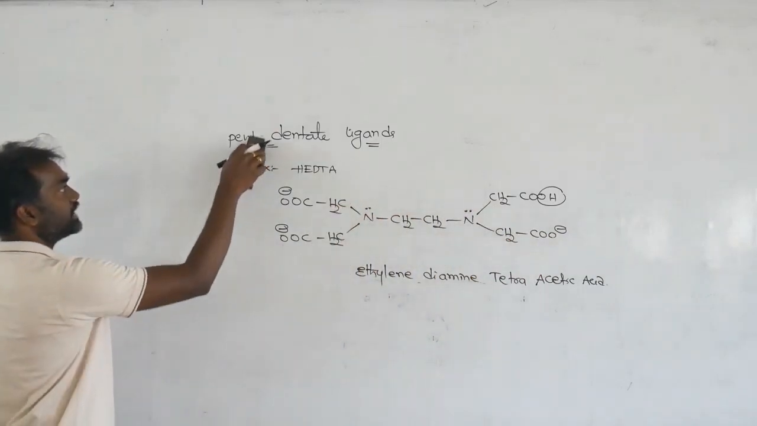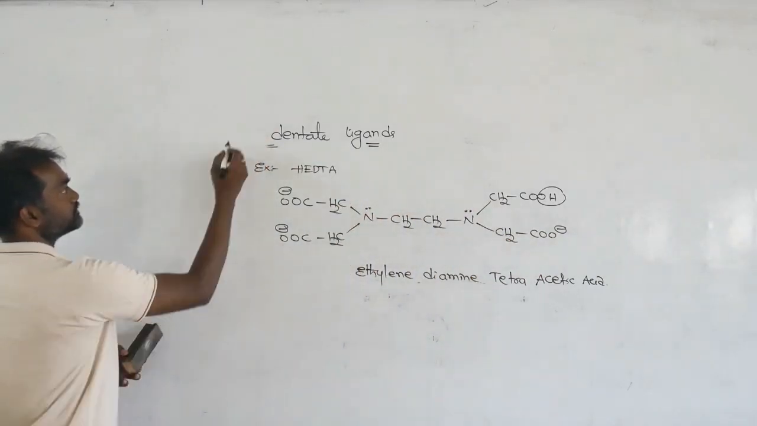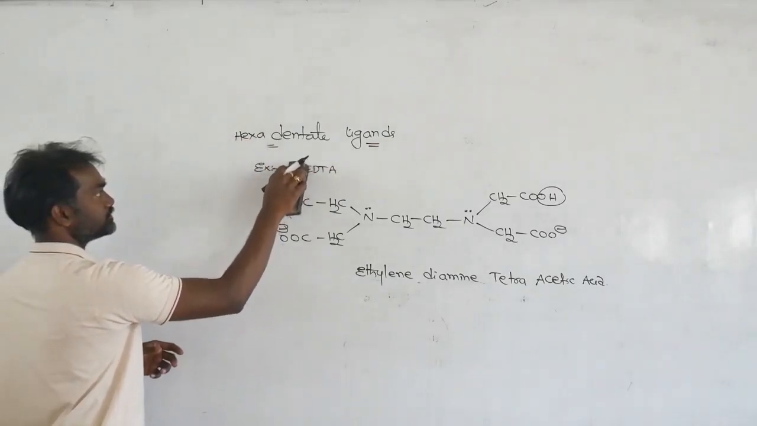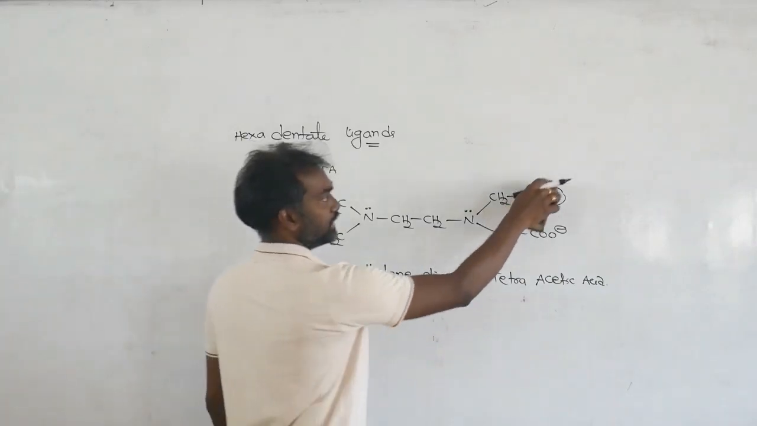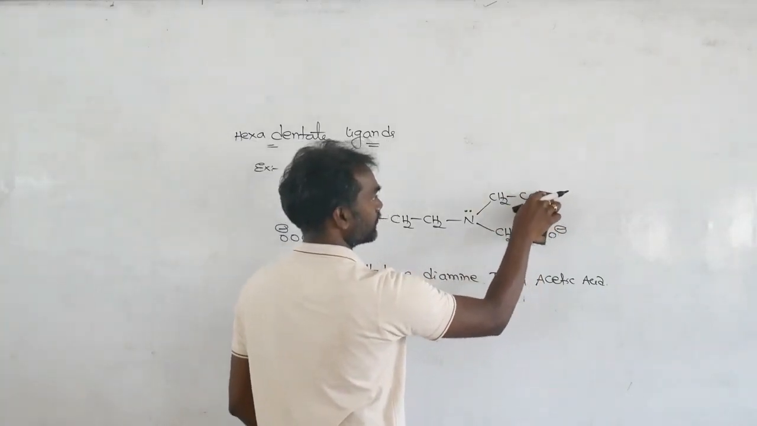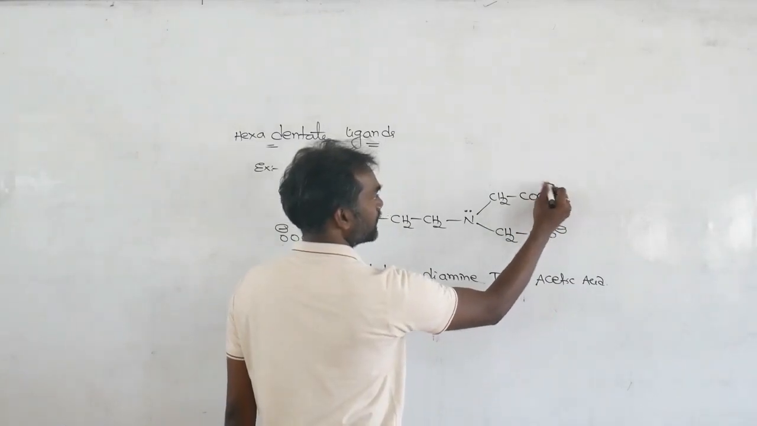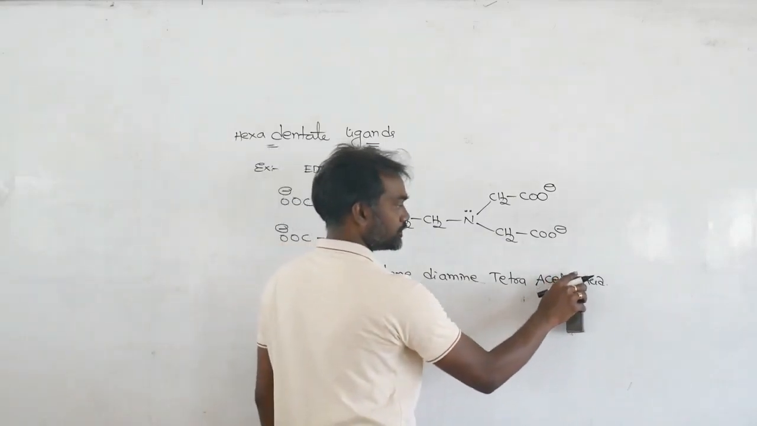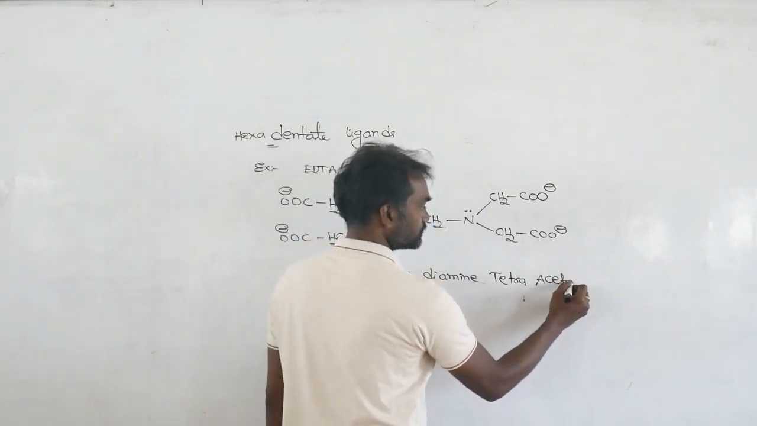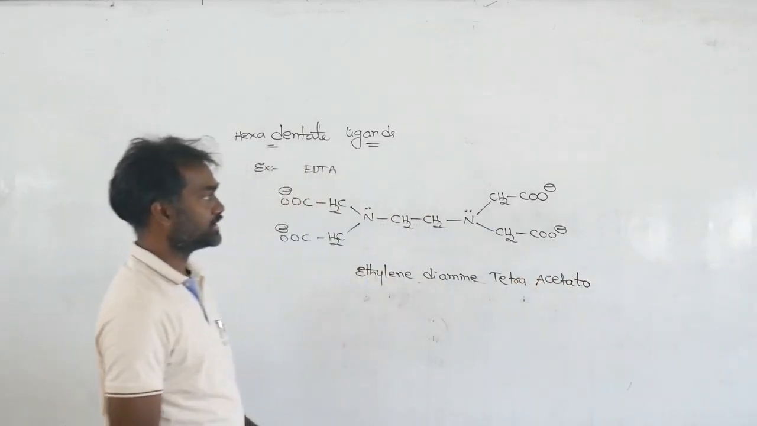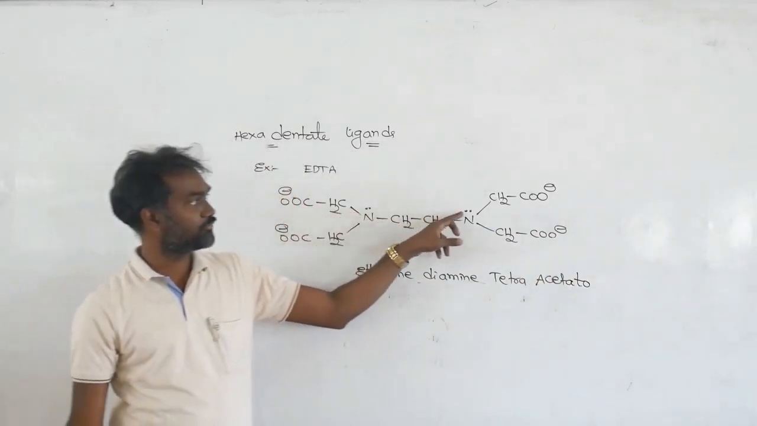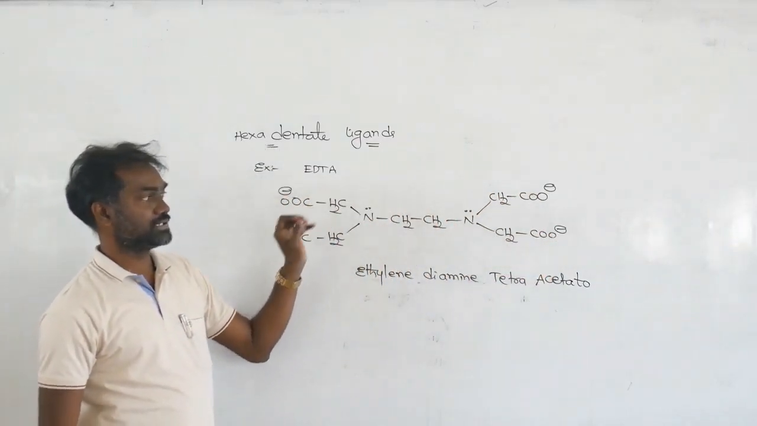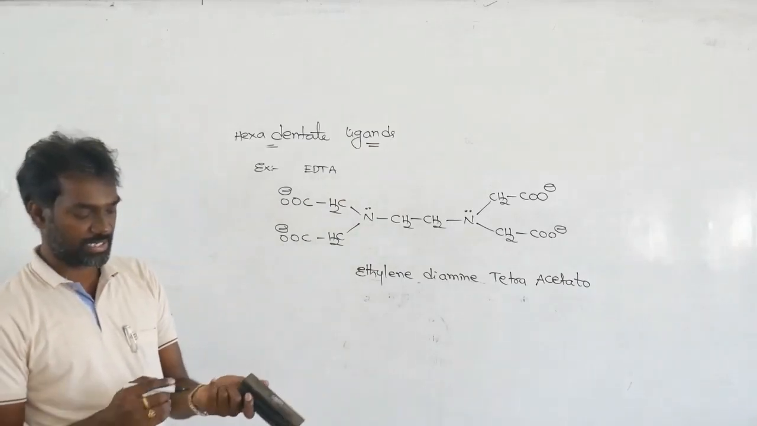Next, hexadentate ligand. The example is EDTA. Here, instead of OH, you can take O minus. So ethylenediaminetetraacetato, that is EDTA. Here 1, 2, 3, 4, 5, 6 lone pairs are donated. So according to denticity, this is the famous EDTA, hexadentate.